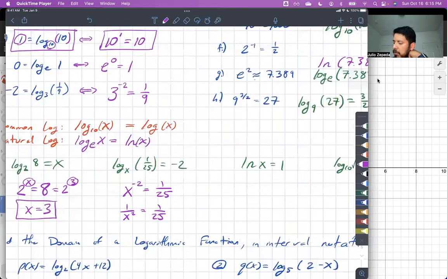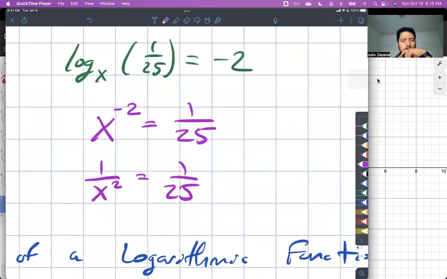And if we zoom in real close there, what number squared is equal to 25? Right, you can see that this equation is equivalent to x squared equals 25. So what number squared is equal to 25? There are actually two solutions to that equation. x equals negative 5, because negative 5 squared is positive 25, and x equals positive 5.